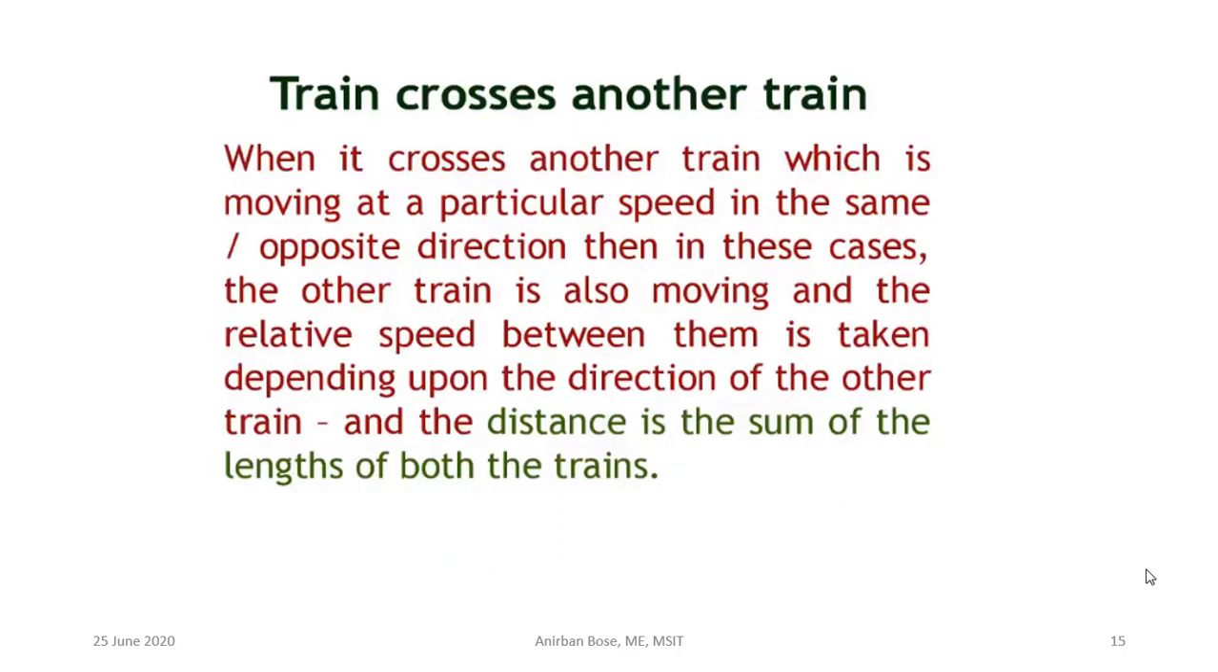Here you can see another point, that the train crosses another train. Definitely if a train crosses another train, then total distance traveled will be the sum of the lengths of the two trains, and the relative velocity will depend on whether the two trains are moving in the same direction or in the opposite direction.